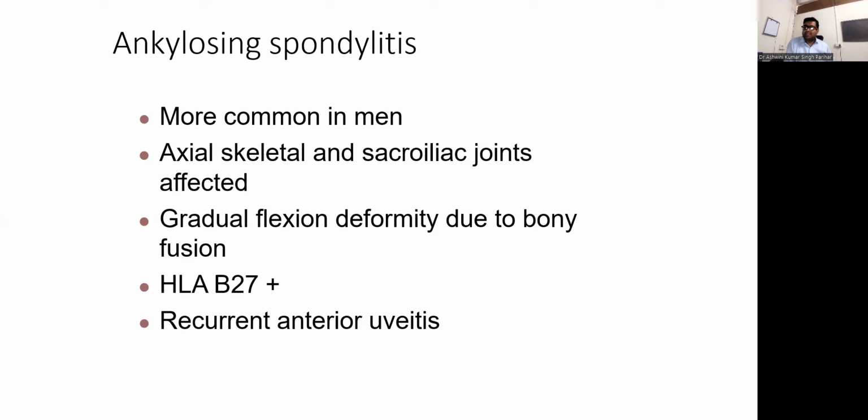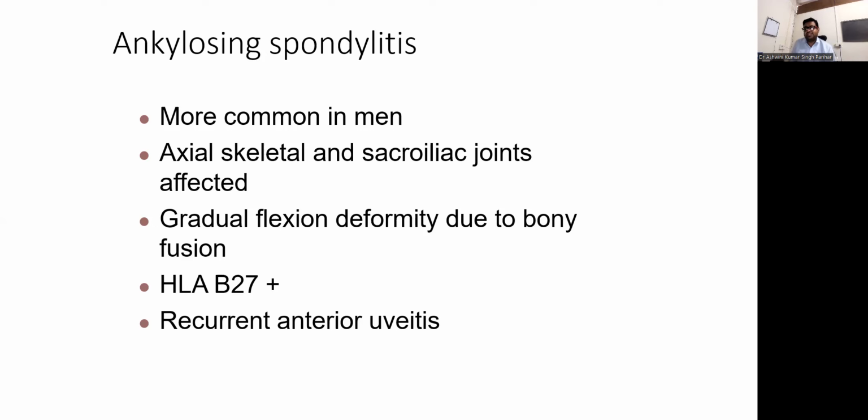It mainly affects the sacroiliac joint and the axial skeleton of the human being, and is found more in males. Over time, the patient will start developing bony deformities. The patient will have difficulty in movement, in flexing the sacroiliac joints or other joints of the body. On examination, patients with ankylosing spondylitis are actually HLA-B27 positive. It's a marker for diagnosing the disease, but it is not present only in this condition. We will discuss over the slides what other conditions are present with HLA-B27 positive markers.